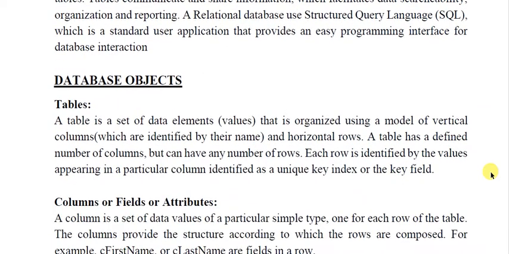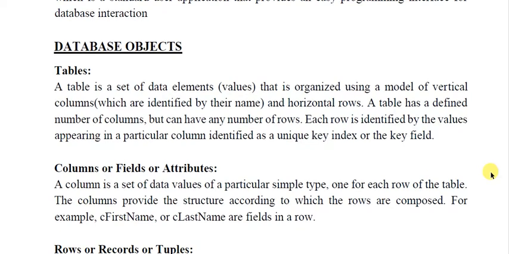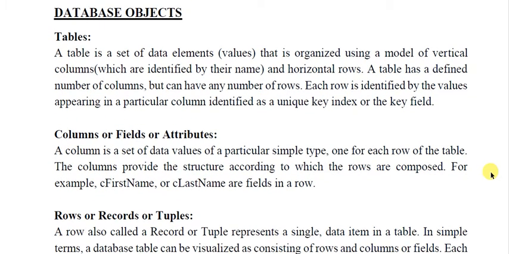Now, some database objects. The first one is tables. A table is a set of data elements or values that is organized using a model of vertical columns and horizontal rows. A table has a defined number of columns but can have any number of rows. Each row is identified by the values that appear in a particular column, identified by a unique key, that is primary key.